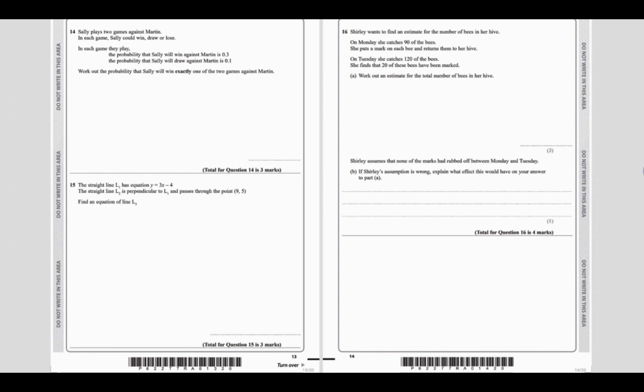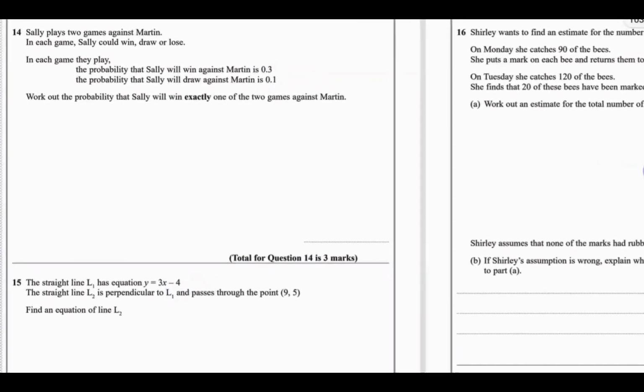Sally plays 2 games against Martin. In each game, Sally could win, draw or lose. In each game they play, the probability that Sally will win against Martin is 0.3. The probability that Sally will draw against Martin is 0.1. Work out the probability that Sally will win exactly one of the 2 games.